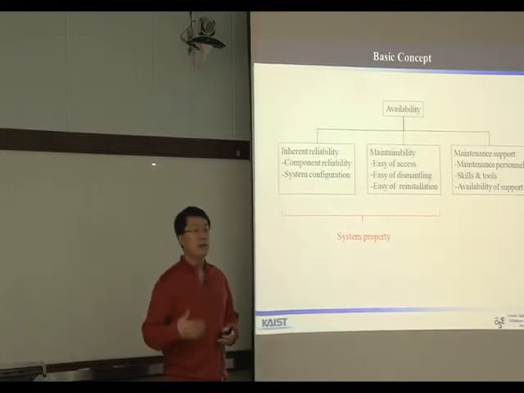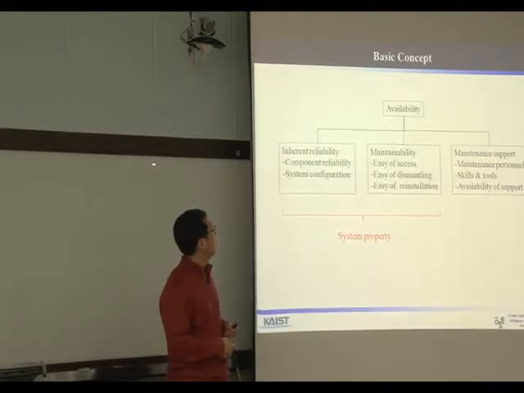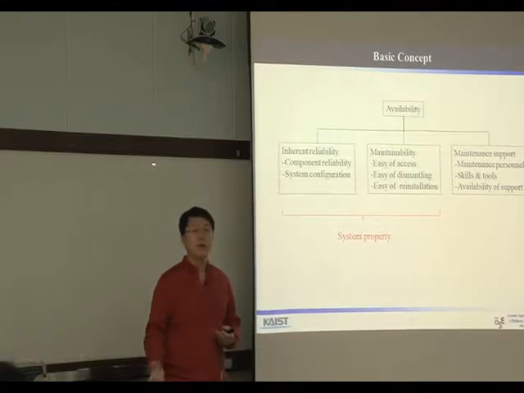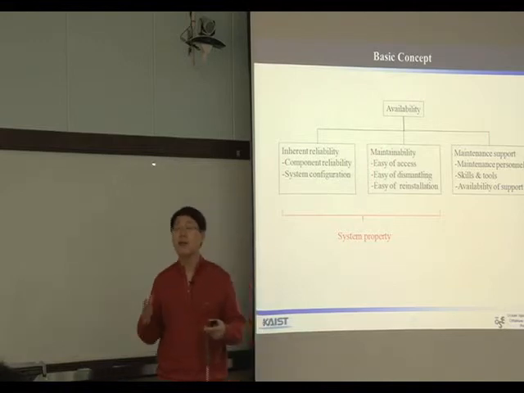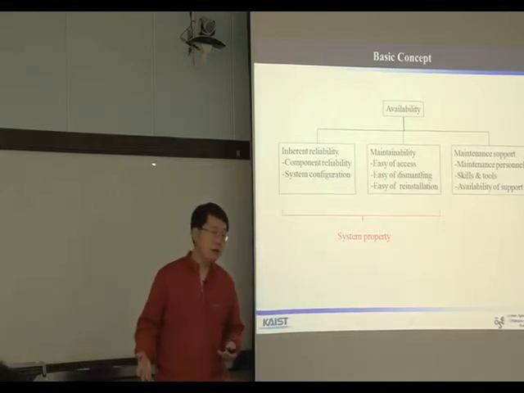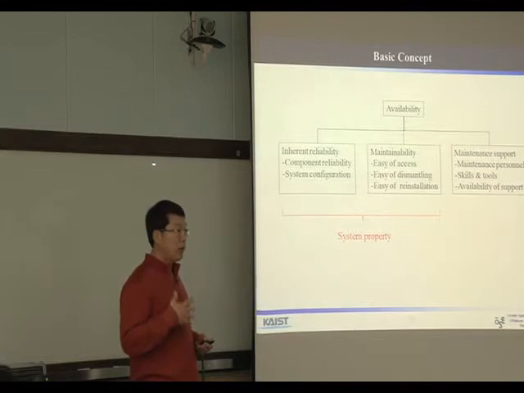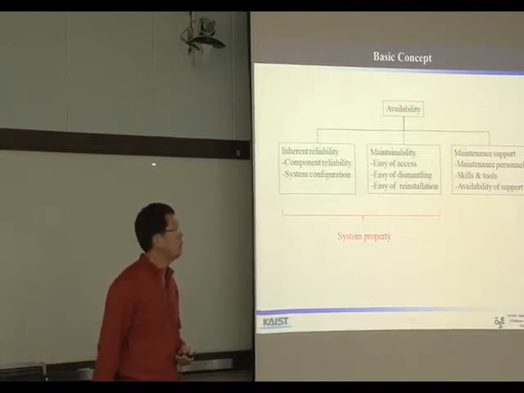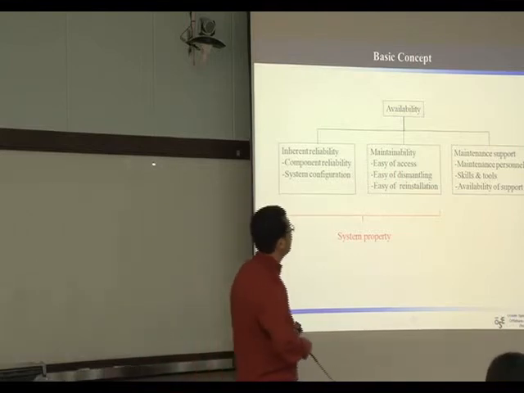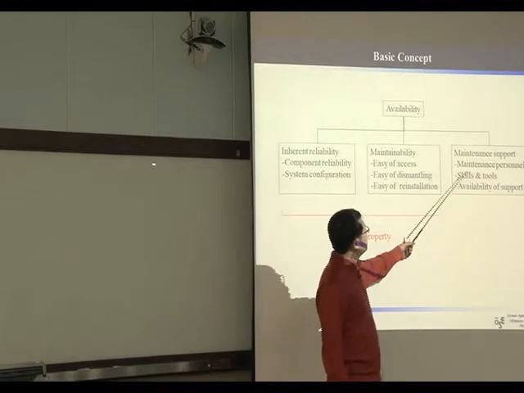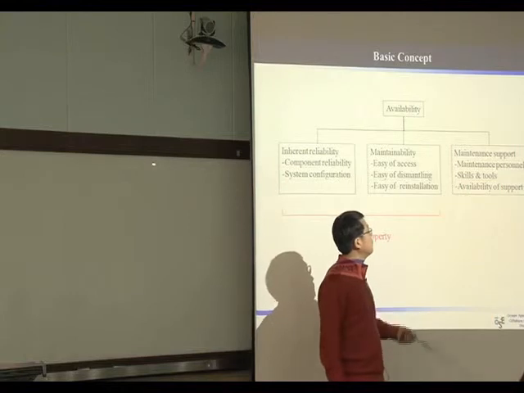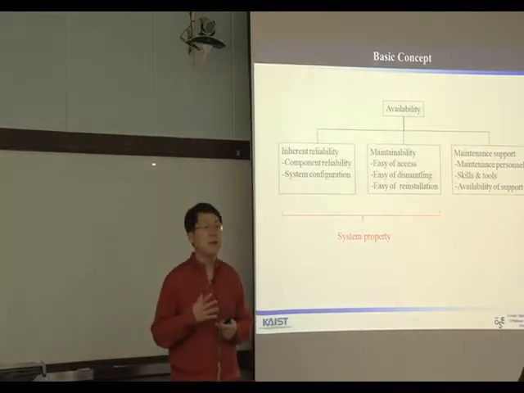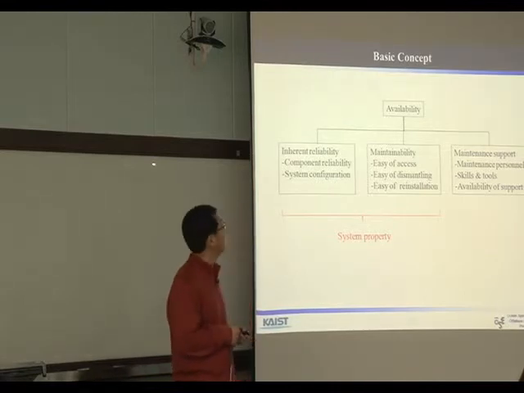Maintainability is the easiness of access, dismantling, and reinstallation. So it's the action directly related to the maintenance. But as you know, maintenance needs more logistic support. So maintenance support means maintenance personnel, skills and tools, and availability of support. So maintenance is a very complicated activity.